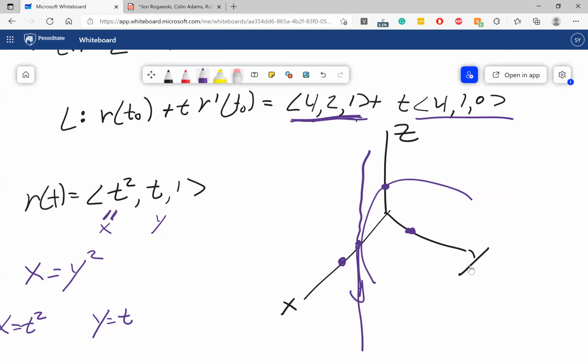Okay, I got it. It does go the other way. So yeah, it looks like this. And in this case, when you go 2 in the y direction, so 1, 2 over here, you're going 4 in the x direction, like a parabola.